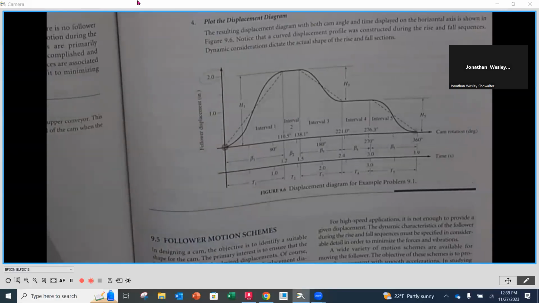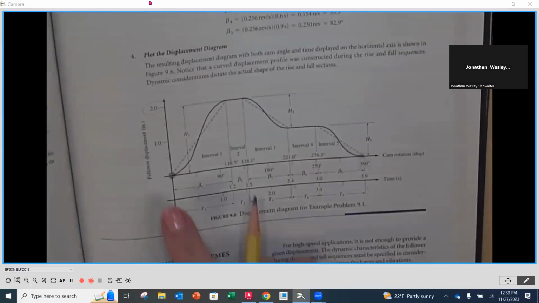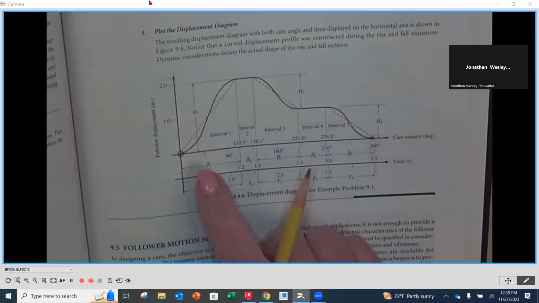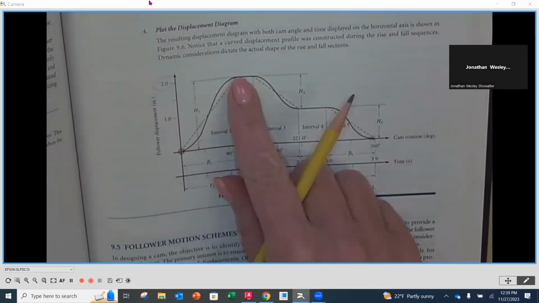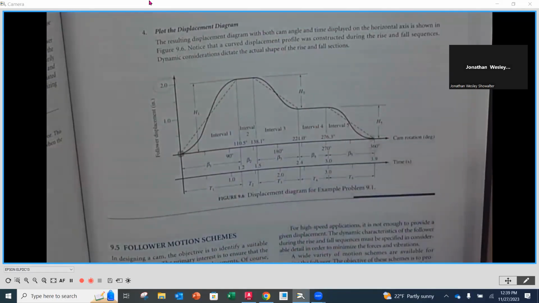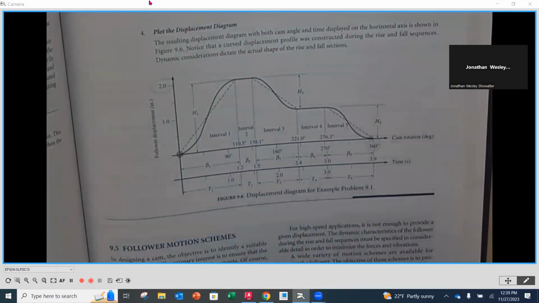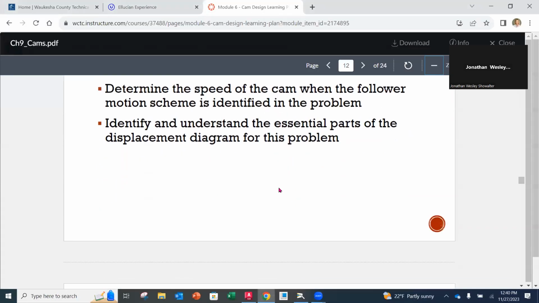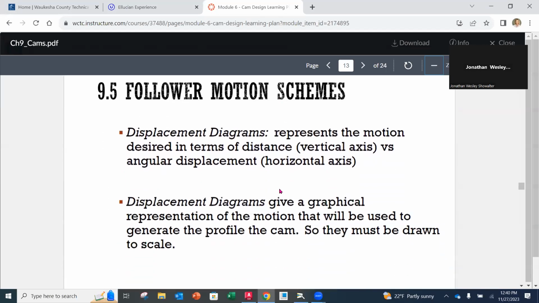Now, we're going to move into something we really didn't look at yet, what we call follower motion. Follower motion is going to help us construct what these lines look like as we go up and down, based on the type of motion it is. So the next section we're going to look at after this example is going to be follower motion schemes.